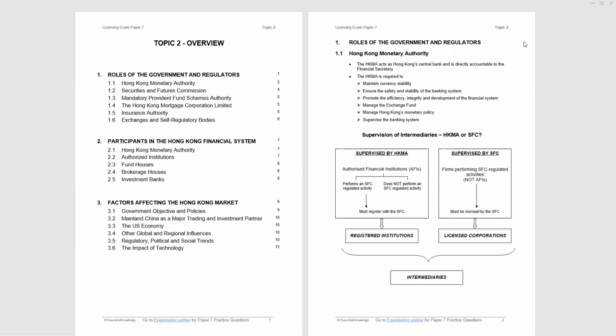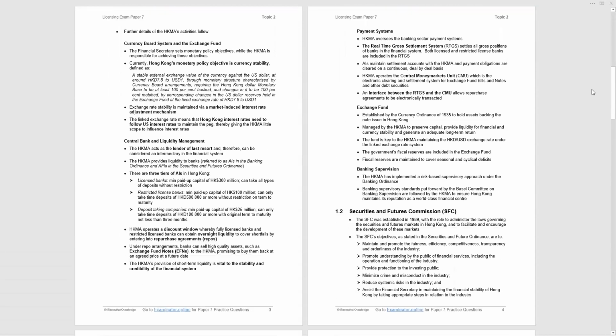Now, these are principally the banks. It has to be said that all banks are AFIs, but not all AFIs are banks. You can have money changers, for example, that are technically AFIs but are not banks. The SFC supervises all other firms that are performing SFC regulated activities that are not AFIs. They must be licensed by the SFC and they're known as licensed corporations. Registered institutions and licensed corporations combined collectively are known as intermediaries in the legislation. So Hong Kong Monetary Authority supervises the banking system, but it also looks over registered institutions, those institutions that carry out SFC regulated activities.